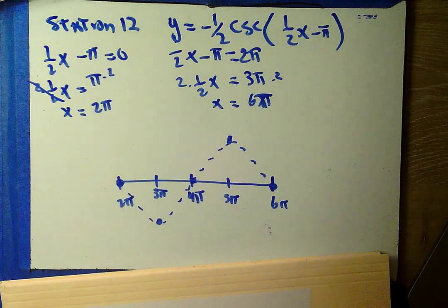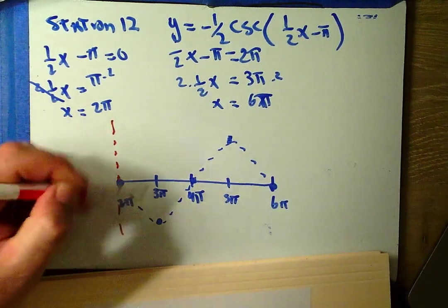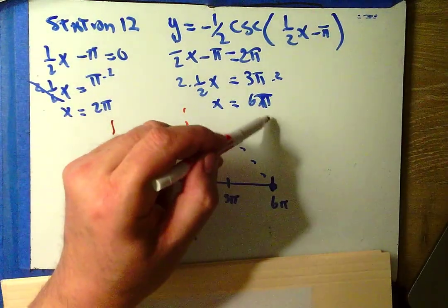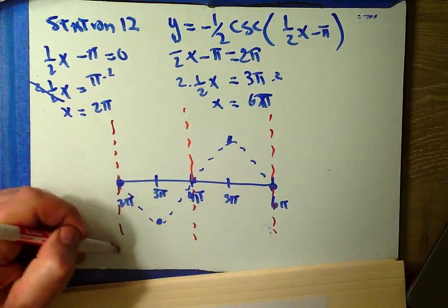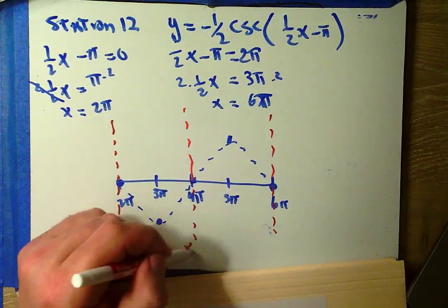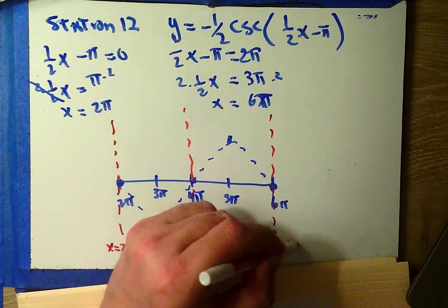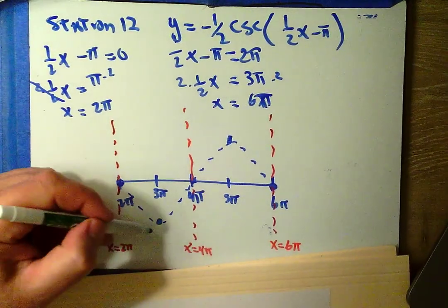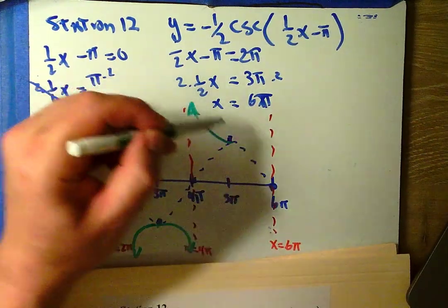So remember, wherever this negative sine crosses the sinusoidal axis, cosecant is going to have a vertical asymptote. So the vertical asymptotes of cosecant in this case are x equals 2 pi, x equals 4 pi, and x equals 6 pi. Don't forget to draw in your characteristic shape. Please go all the way to the asymptotes.